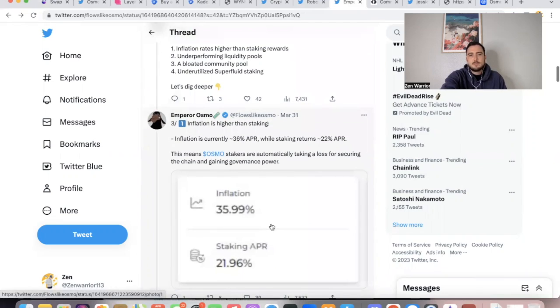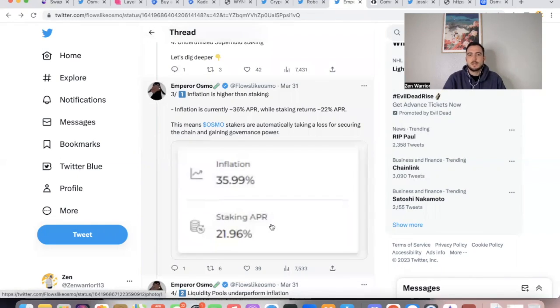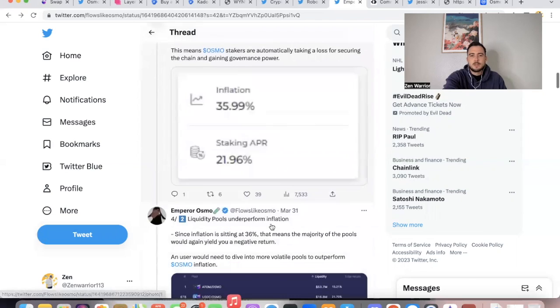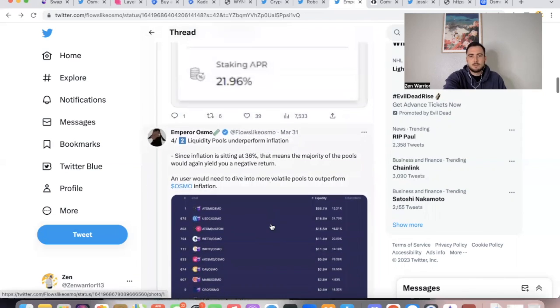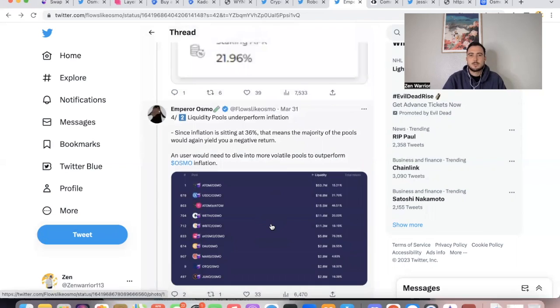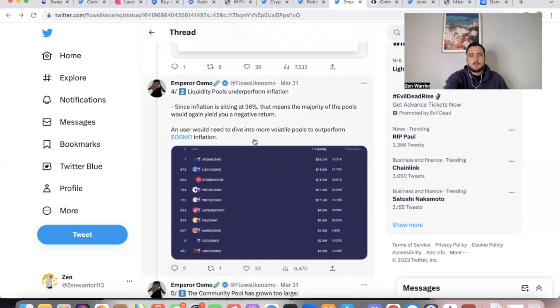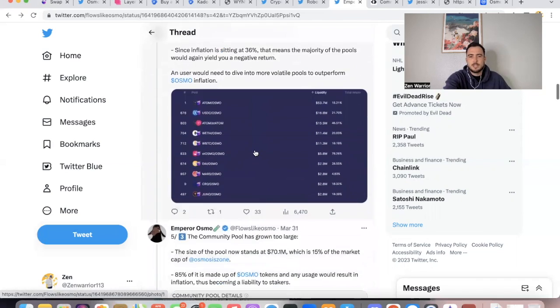So at the moment, inflation is higher than staking. Inflation is currently 36% APR, while staking returns are 22% APR. This means Osmo stakers are automatically taking a loss for securing the chain and gaining governance power. Liquidity pools also underperform inflation. Since inflation is sitting at 36%, that means the majority of the pools would yield you a negative return. A user would need to dive into more volatile pools to outperform Osmo inflation.